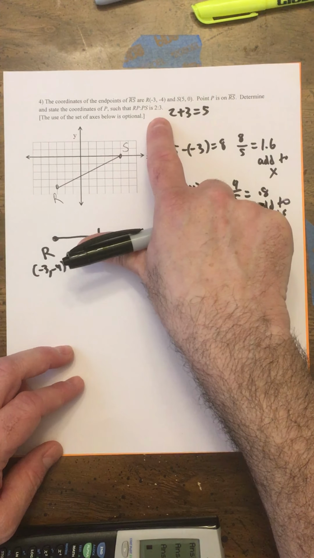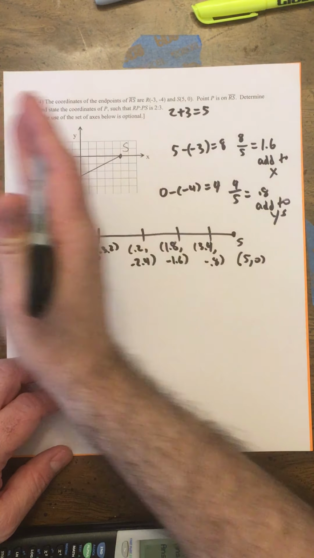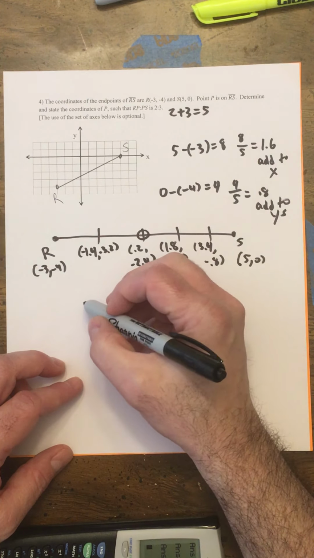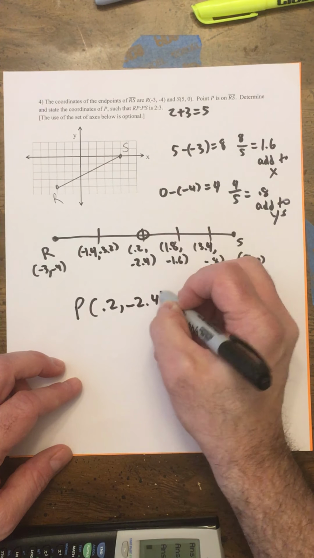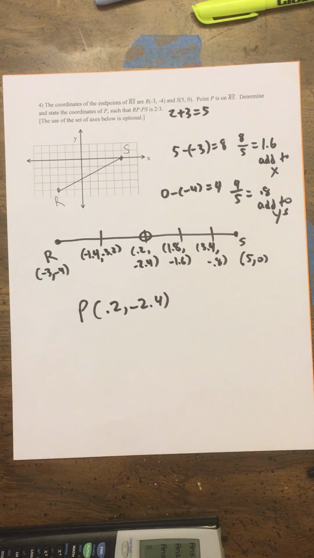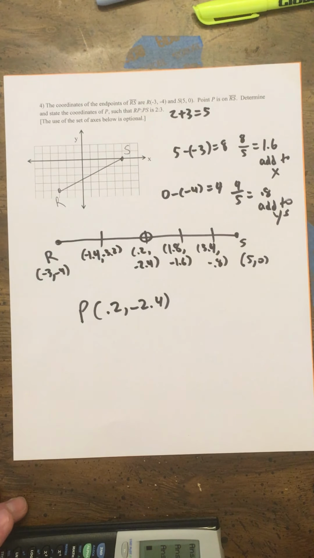Now, we wanted to break it into a ratio of 2 to 3, which means 2 parts on the left side, right here, and 3 parts on the right side, which means our point P is 0.2, comma -2.4. Okay? So that's how you do this type of problem. Please try the homework out, and we'll do more of these kinds of examples in the next lesson.